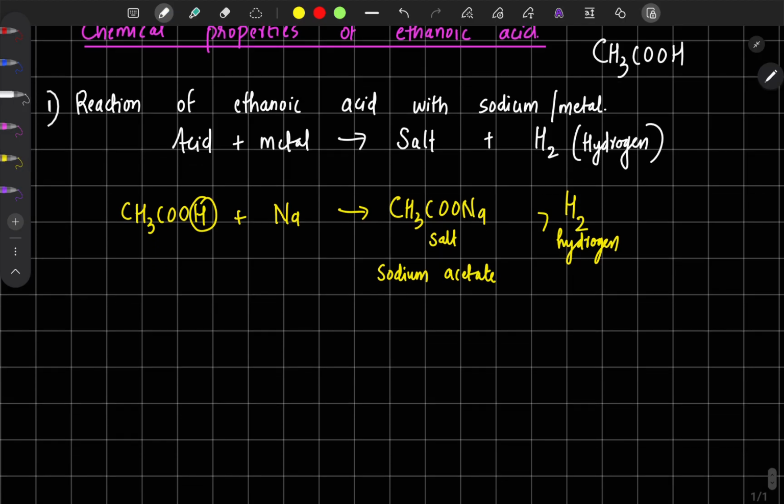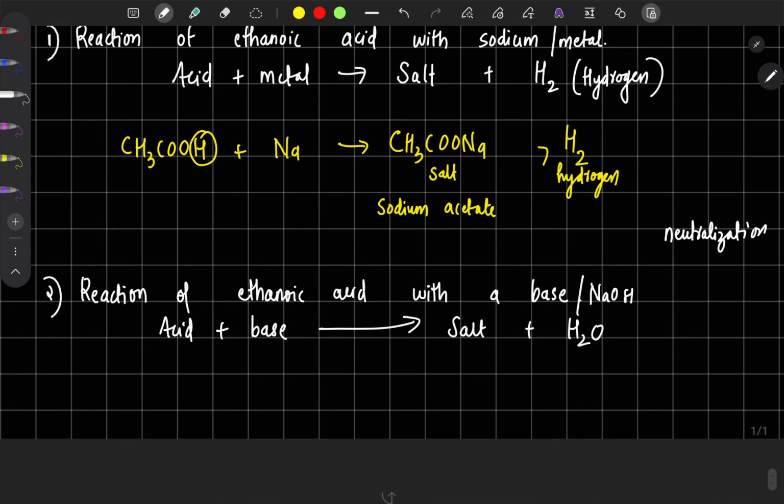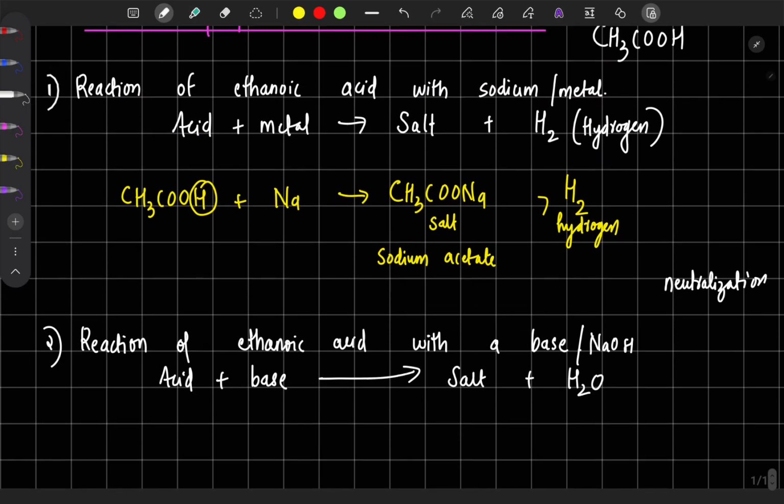Now the second reaction is also very easy. The second reaction is the reaction of ethanoic acid with a base. So always, ethanoic acid, we know it's an acid. Base we can take NaOH, for example. So acid plus base, what will be the product? These are called neutralization reactions. Always, neutralization reactions will give salt plus water. Okay, don't forget. So this is the general reaction.